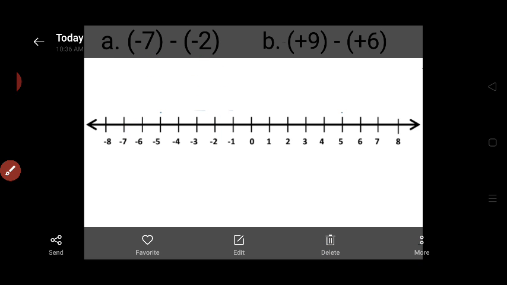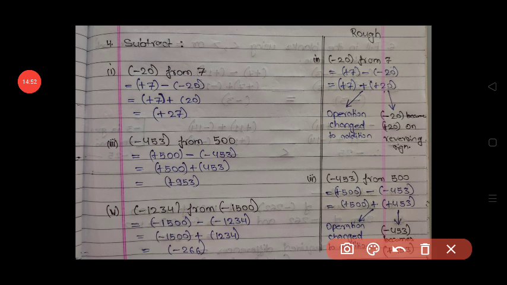Next question is subtract minus 20 from 7. From means we have to subtract from 7. First we write 7 and then minus 20. So the equation will be like this: 7 minus minus 20. Again you have to change this one, so it becomes positive. Minus minus becomes positive, so 7 plus 20 is equal to 27.